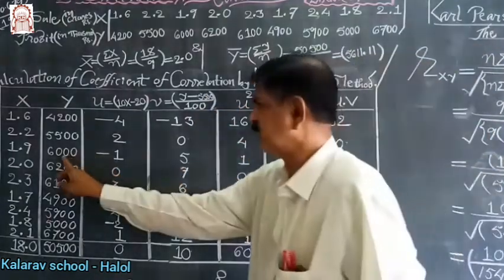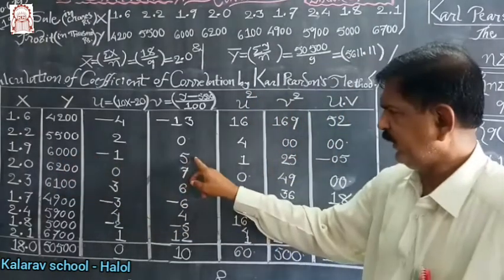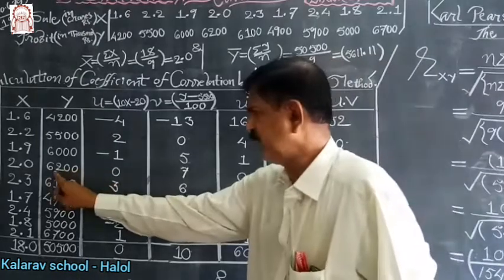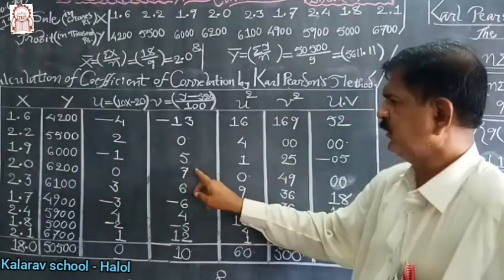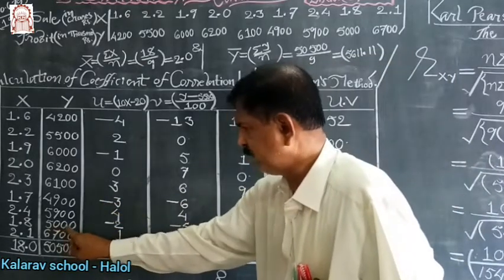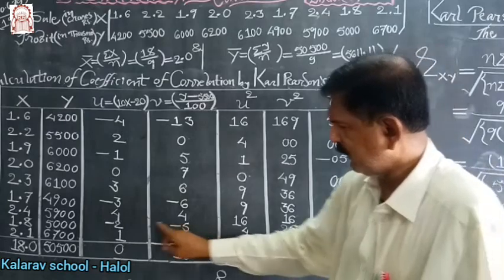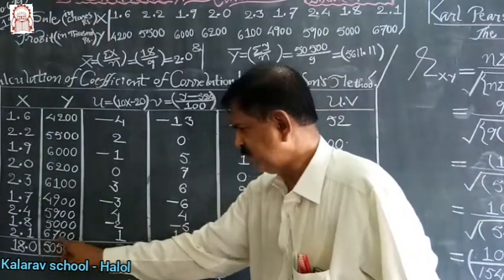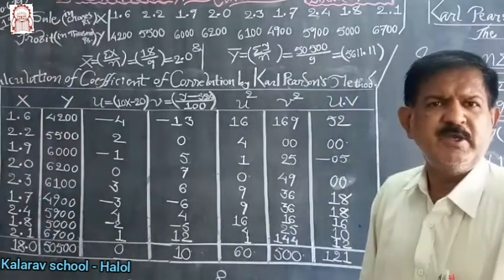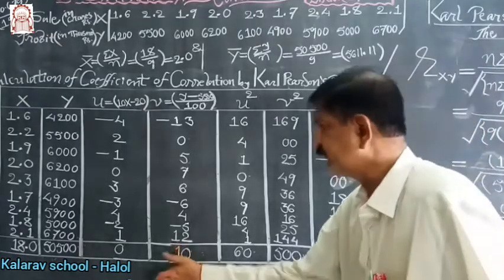So 6,000 minus 5,500 means 500 upon 100, 5. 6,200 minus 5,500, 700 upon 100 means 7. 5,000 minus 5500 is minus 500, upon 100 becomes minus 5. 6,700 minus 5500 becomes 1200. 1200 upon 100 means 12.